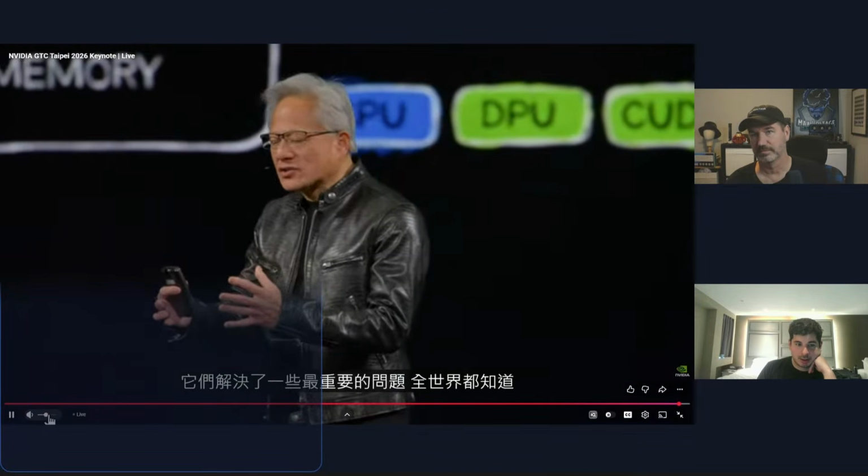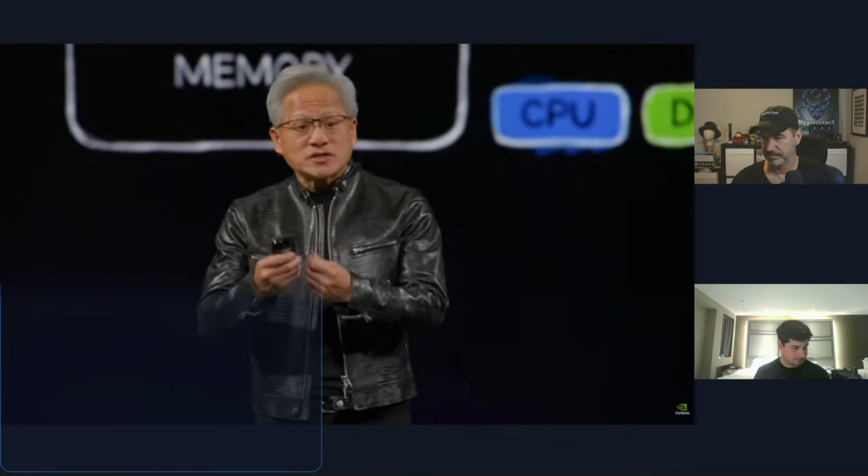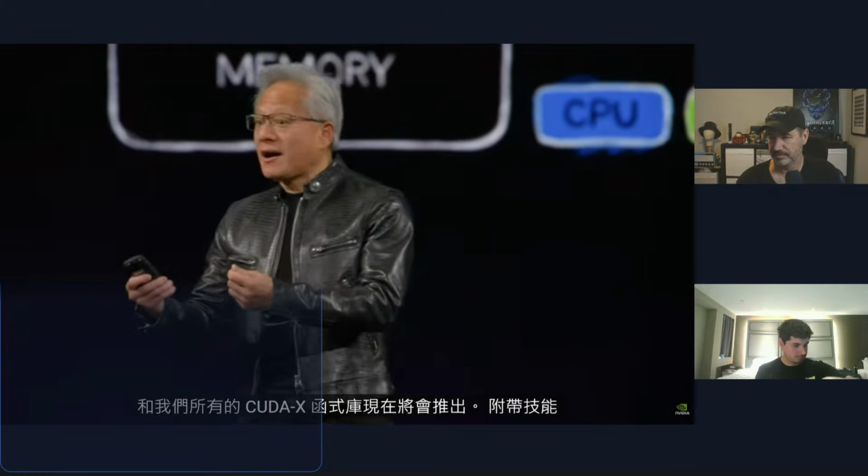And all of our CUDA-X libraries are now going to come with skills that the AI could learn how to use.